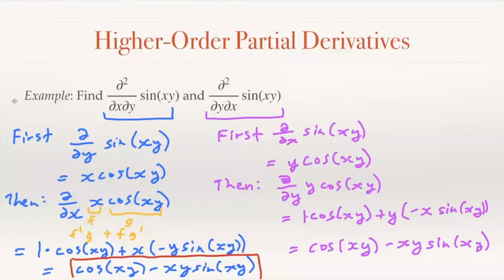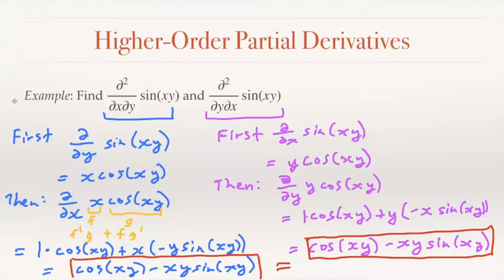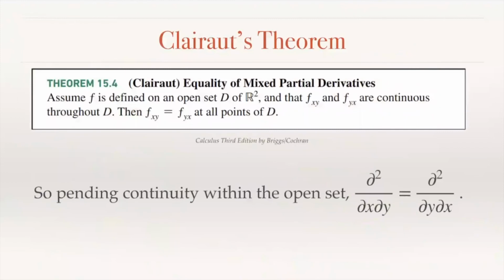Now look at this. We got the same thing. So del squared del x del y of this function was del squared del y del x, switching the order. That's not a coincidence for just this function. It is the Clairaut equality of mixed partial derivatives.